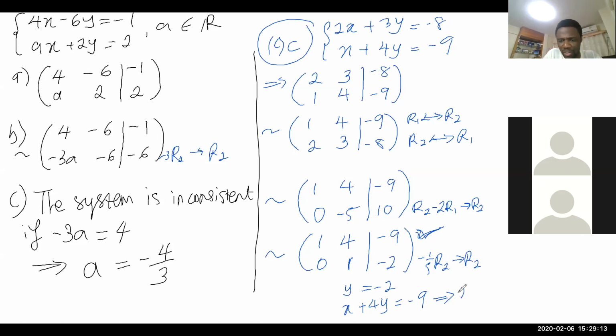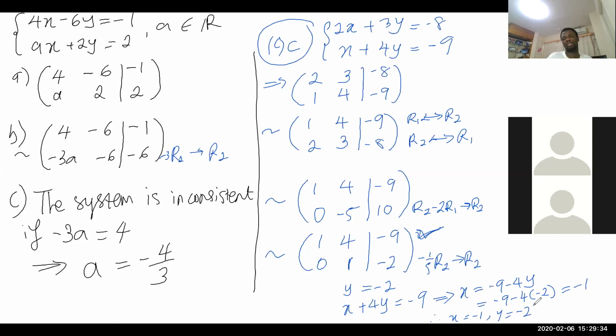So x is negative 9 minus 4y. It's easier because you don't have to divide anything. So that's negative 9 plus 8, which is negative 1. So our solution is x equals negative 1, y equals negative 2. Any questions?